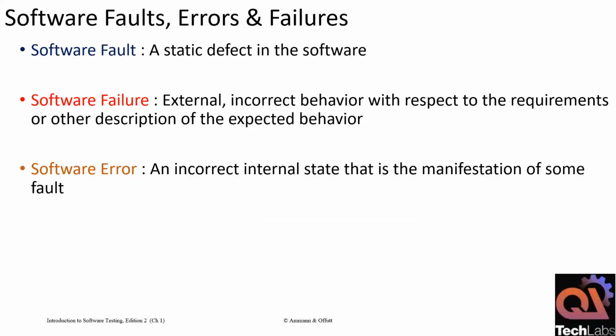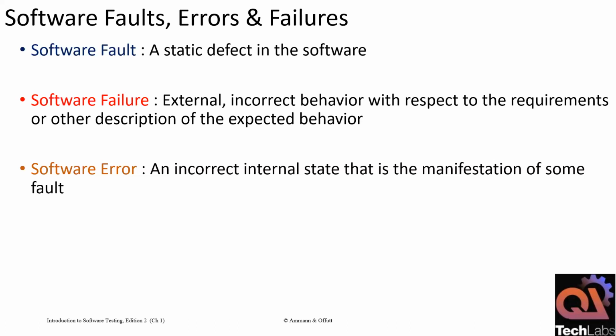Software faults, errors, and failures. A software fault is a static defect in the software. A failure is external, incorrect behavior with respect to the requirements or other description of the expected behavior. Fault means something is fundamentally not working. It's like the power button in your laptop. That is a static defect. The power button itself is not working.